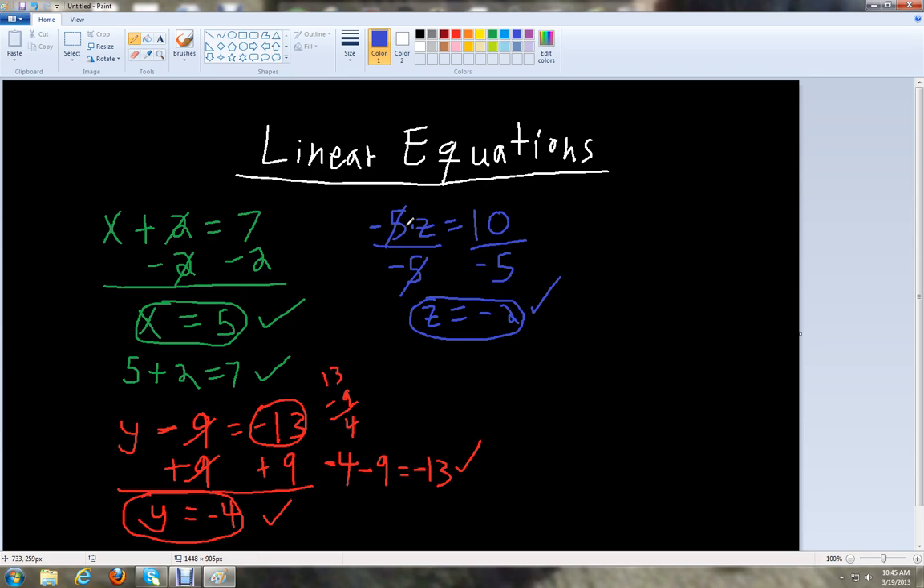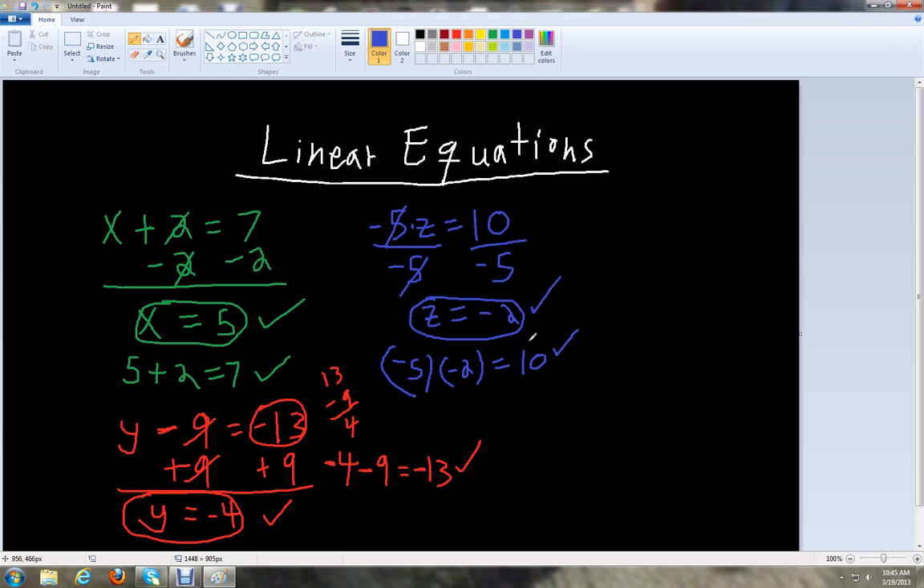So you can plug that back in to check. You get negative 5 times z, negative 2, and we know that negative times negative is positive, so 5 times 2 is 10. So we know that that works. Very good.